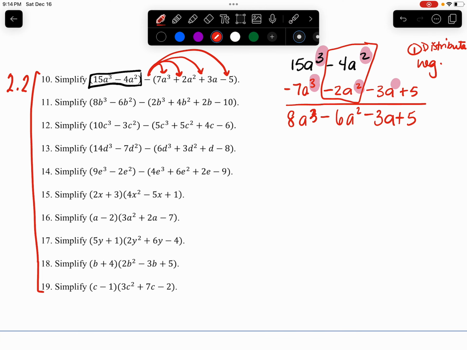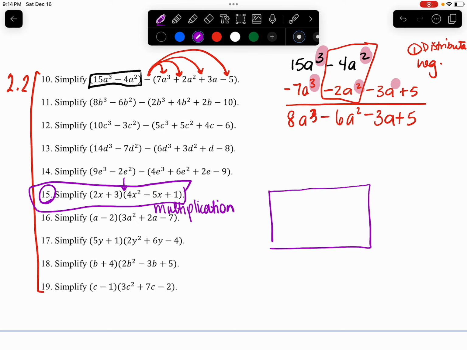Now let's do number 15. Number 15, we have 2x plus 3 times 4x squared minus 5x plus 1. This is just multiplication. If there's no sign in between, it's multiplication. So, how do you multiply polynomials?